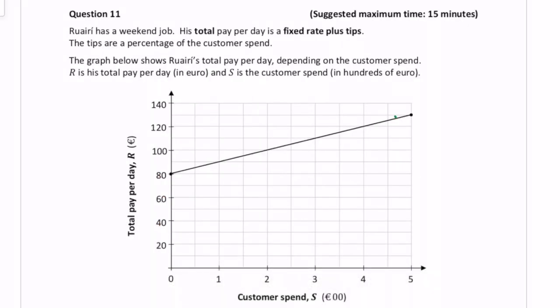This is a question involving interpreting a graph. Rory has a weekend job. His total pay per day is a fixed rate plus tips. The tips are a percentage of the customer spend. The graph below shows Rory's total pay per day depending on the customer spend, where R is the total pay per day in euros and S is the customer spend in hundreds of euro.